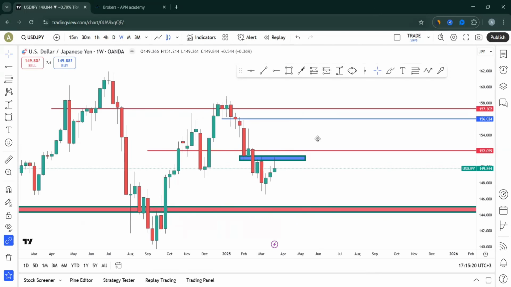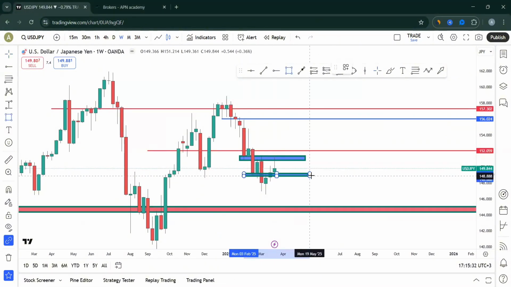Then again, when we broke down, which one gave us that retest? It was this one here. So we have to mark that. Okay. So again, we are going to mark this level here. Okay. Here. So now, again, what do we observe?